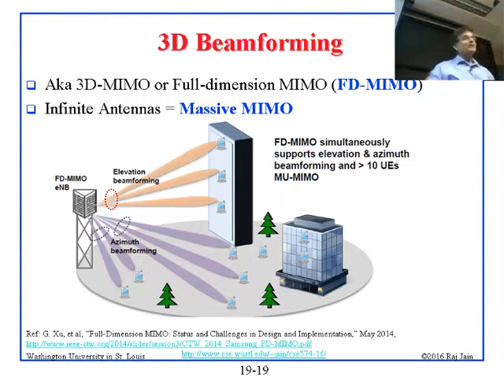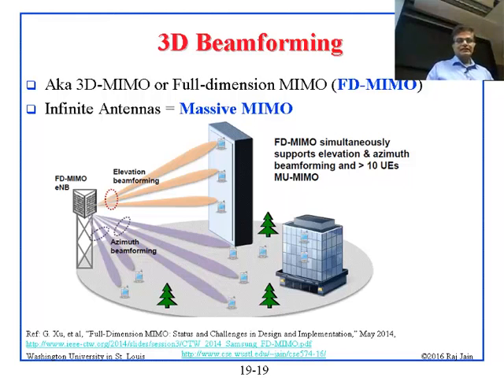Now, if people live in high rises, up in the sky, then what do we do? Then we need 3D beamforming. So people living on the second floor, third floor, fourth floor can be covered, and people living on the ground can be covered as well. And this is basically a special case of full dimension MIMO.